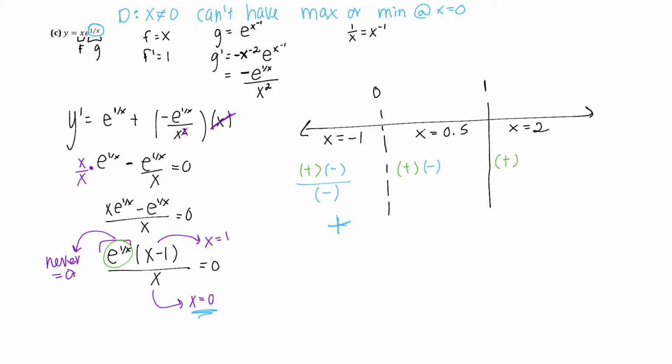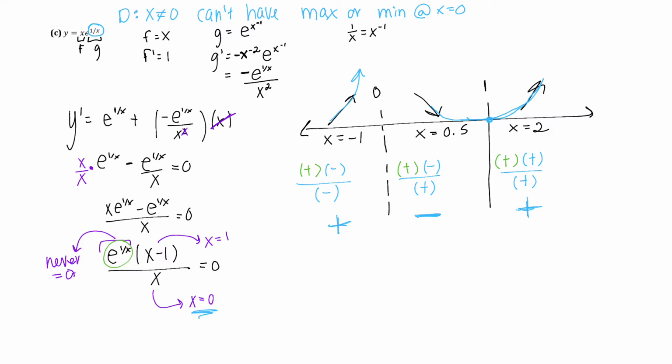0.5 minus 1 is negative. 0.5 itself is positive. One negative makes a negative. 2 minus 1 is positive. 2 itself is positive. All positives, so this is positive. So you have increasing, decreasing, increasing. Like I said, we aren't going to worry about a max or a min here at 0, because it's not within the domain. 1, however, is in the domain, so we can have a minimum at 1.